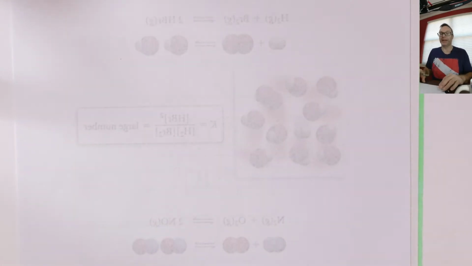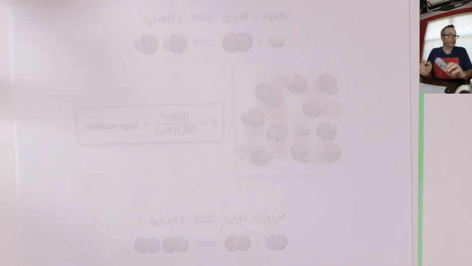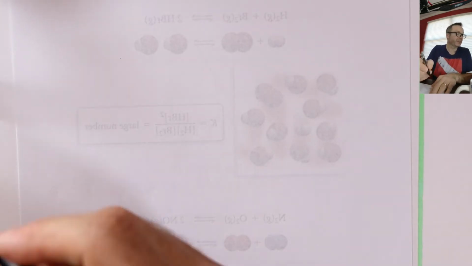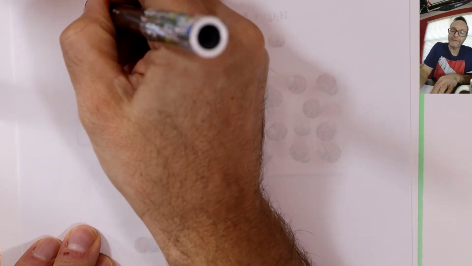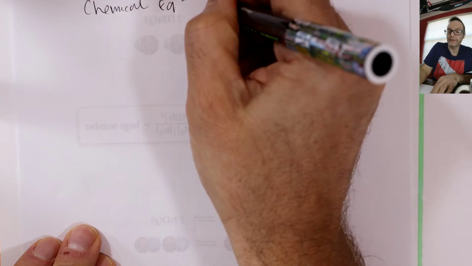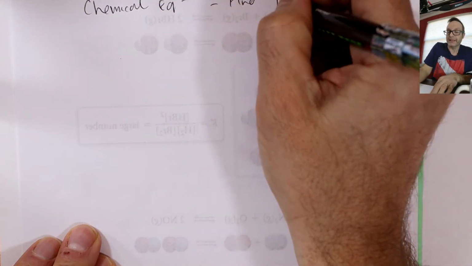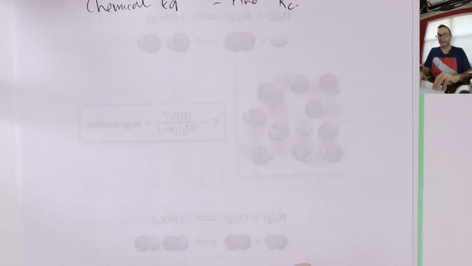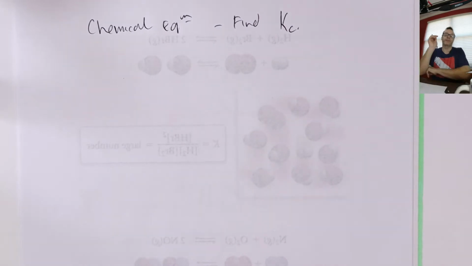I've just got a blank piece of paper here. I'm going to cheat a little bit and look over my regular class notes. Chemical equilibrium: find Kc. We're going to find the equilibrium constant K, which involves solutions with a concentration. So Kc, or just K. Remember, they're kind of synonymous.